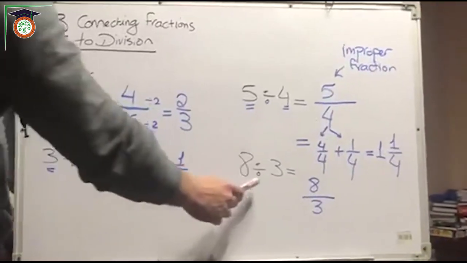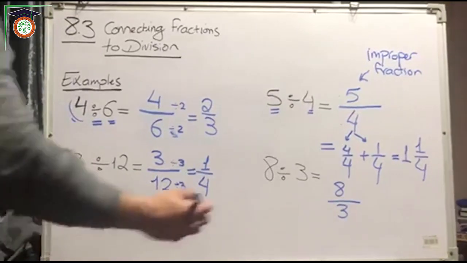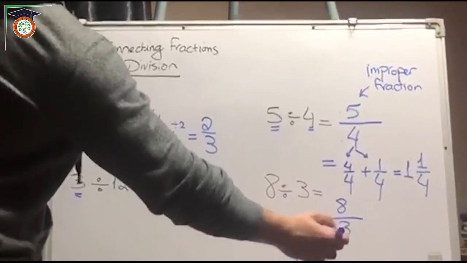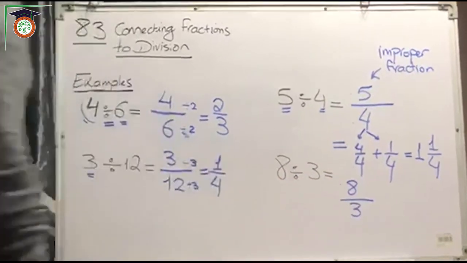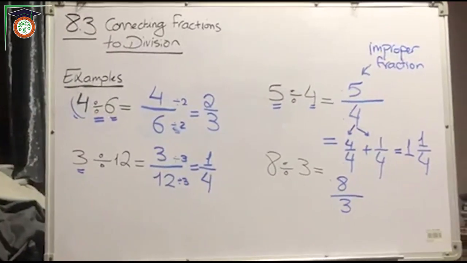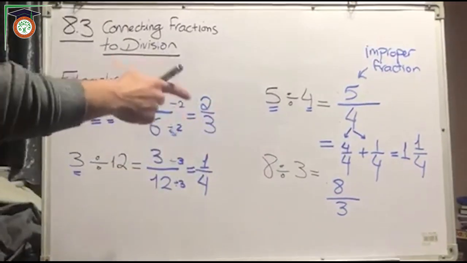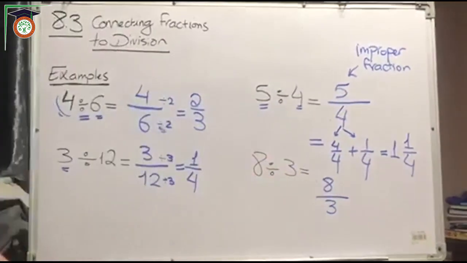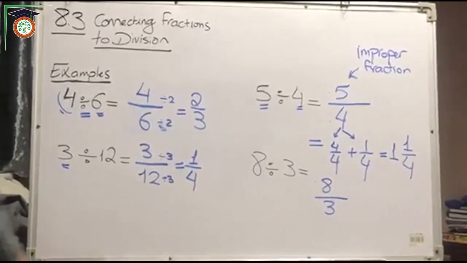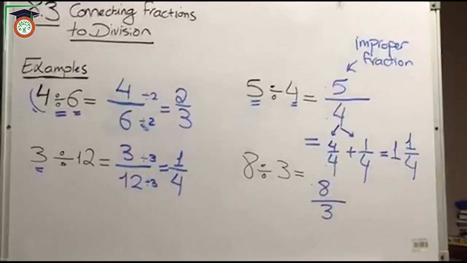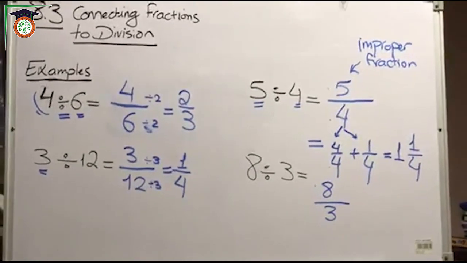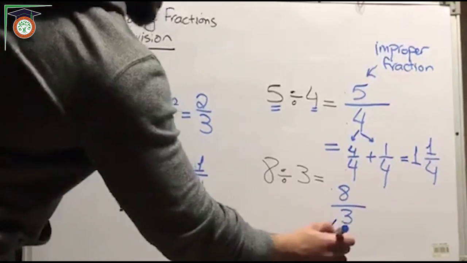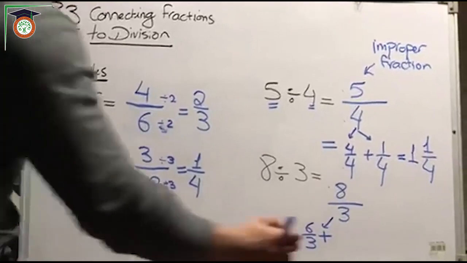Now for this question, we have an 8 divided by 3. If I want to turn this problem into a fraction, I'm gonna have to put the 8 above and the 3 below. It is still an improper fraction, so I'm going to have to switch this number to a mixed number. So I have an 8 over 3. Is 8 divisible by 3? No, it's not. Is 7 divisible by 3? No, it's not. Is 6 divisible by 3? Yes, it is. So I'm gonna take a 6 over 3 out of this 8 over 3, and what do I have left? I have a 2 over 3.